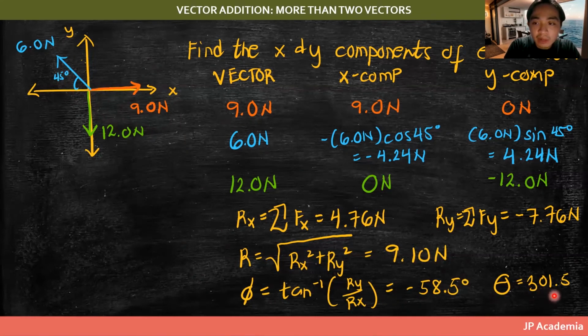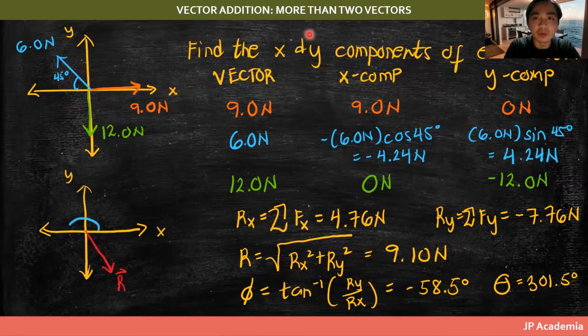So itong 301.5, ito yung theta relative sa positive x axis mo. So pag umikot ka ng counterclockwise, that's 301.5 degrees. And yun for this problem.